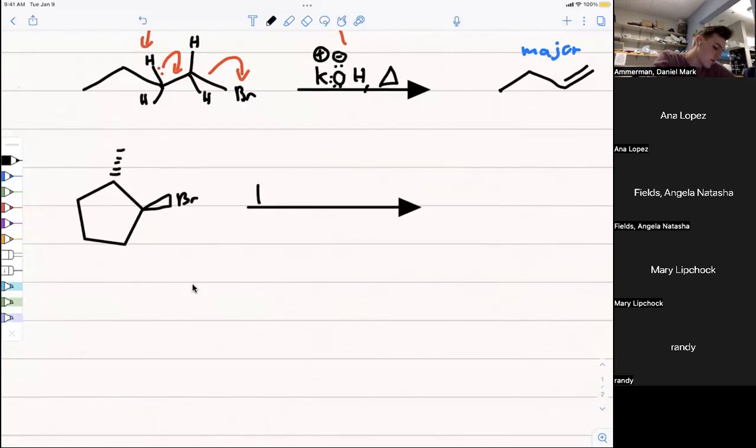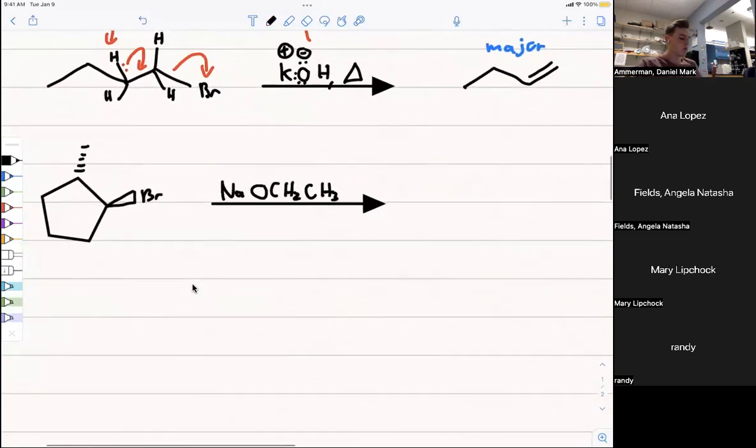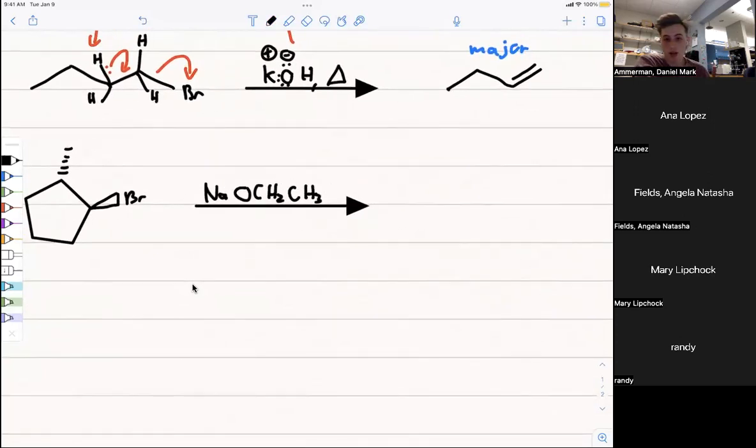And then we use sodium methoxide. Same thing here. No, I'm sorry. Actually, we're not going to use heat in this. What we use instead is this conjugate base. This is the conjugate acid of it.